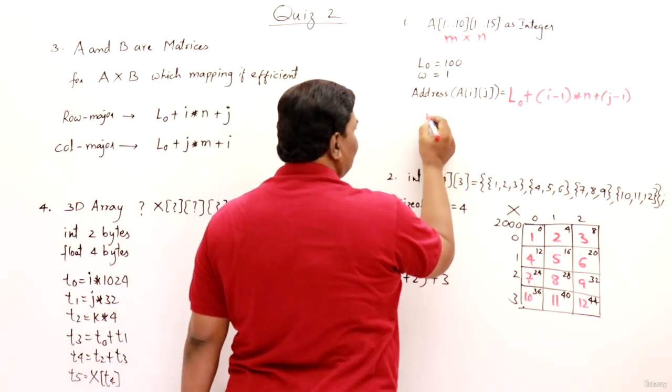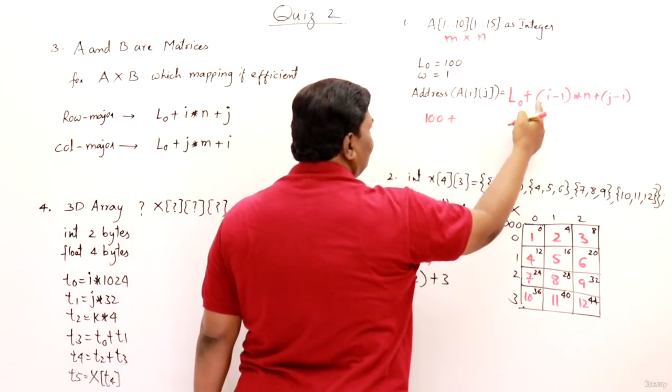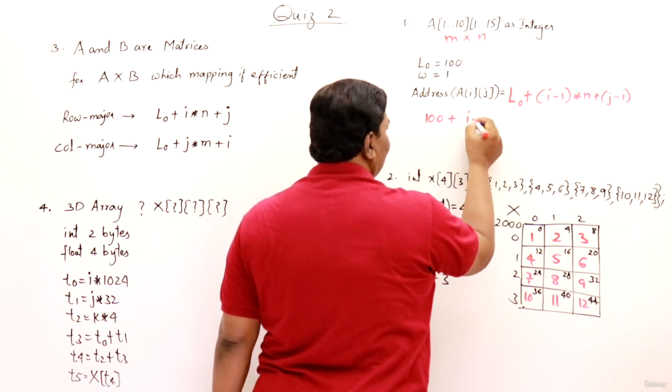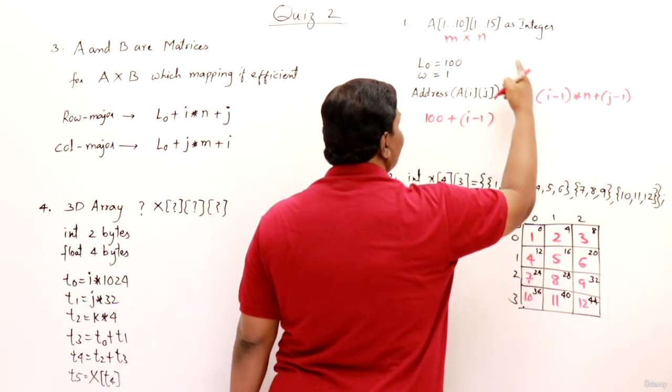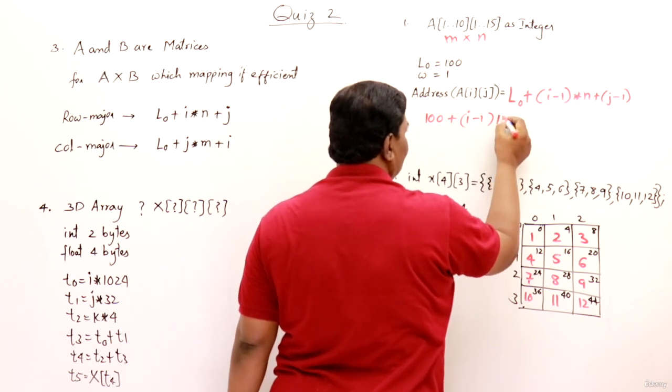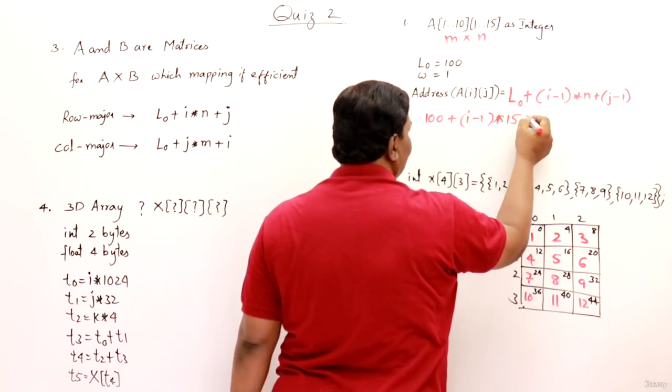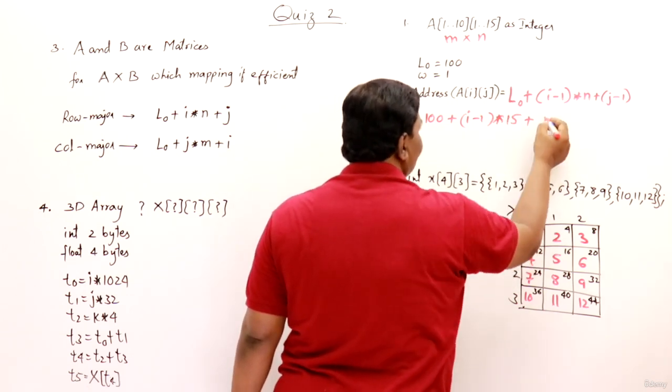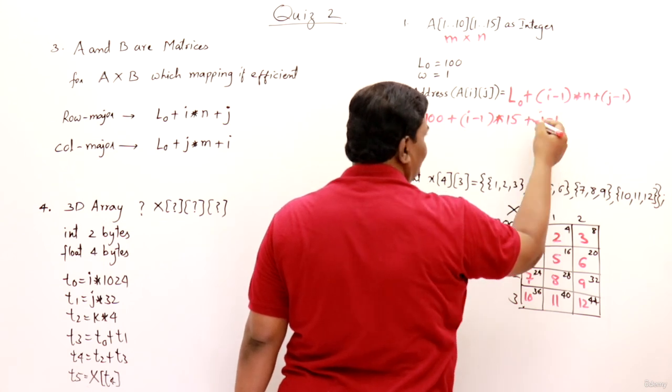L0 we know is 100. Then i minus 1, and n is 15, because this is 1 to 15, so it is 15 into (i minus 1). Then plus j minus 1. So j minus 1 will be as it is. I'll keep it open.